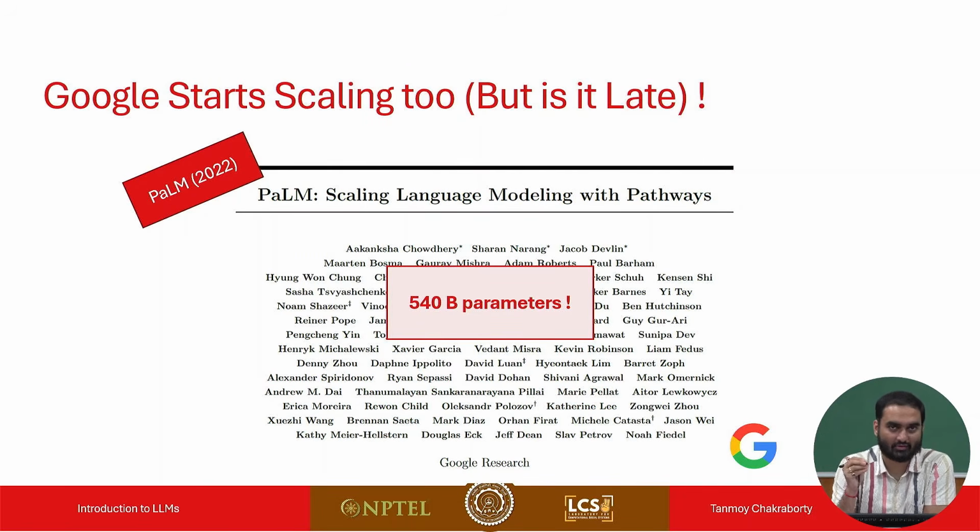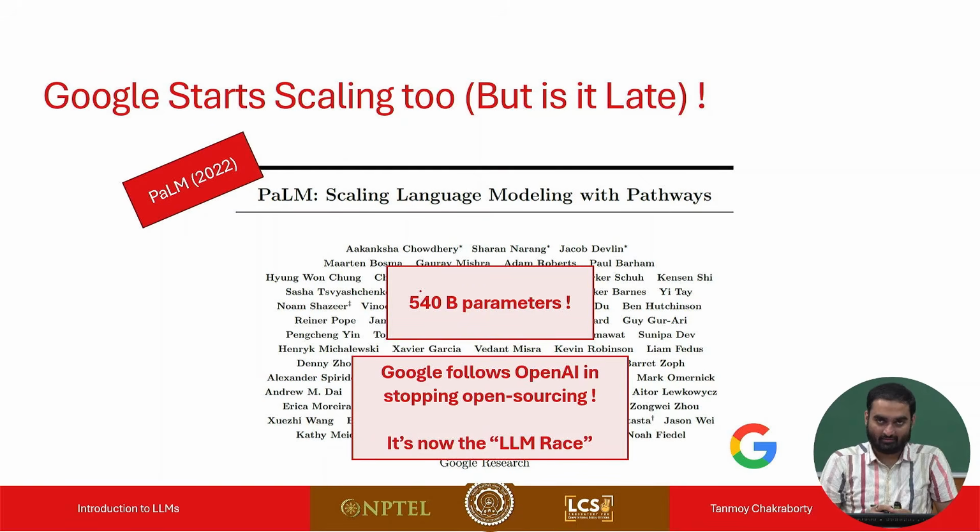In 2022, Google again came up with the idea of PaLM. Okay, it's a very interesting idea. It was introduced mostly for conversational setting, 540 billion parameters, right? Google also stopped sharing their source codes, their checkpoints, and model details, and so on and so forth. So the race has already begun.